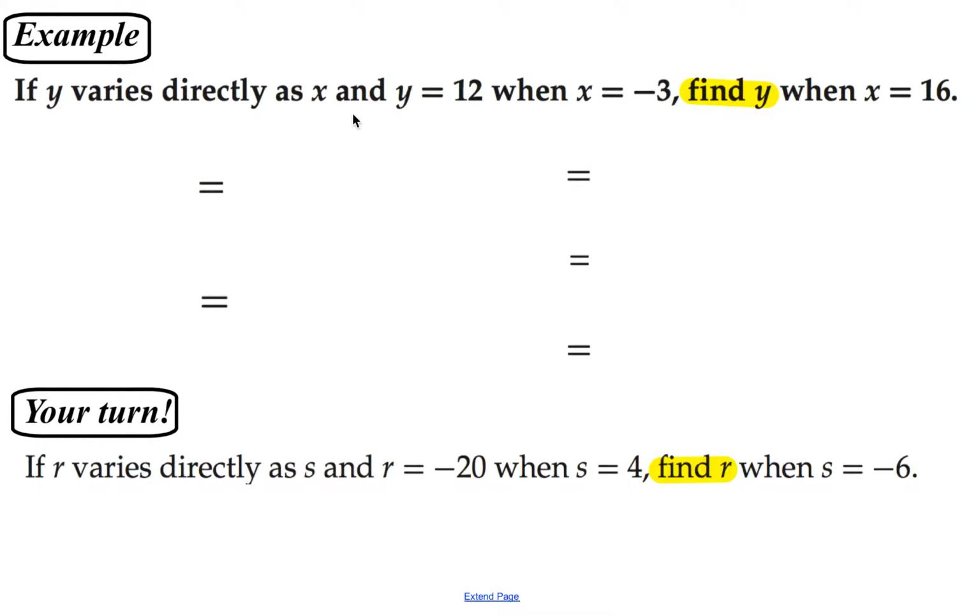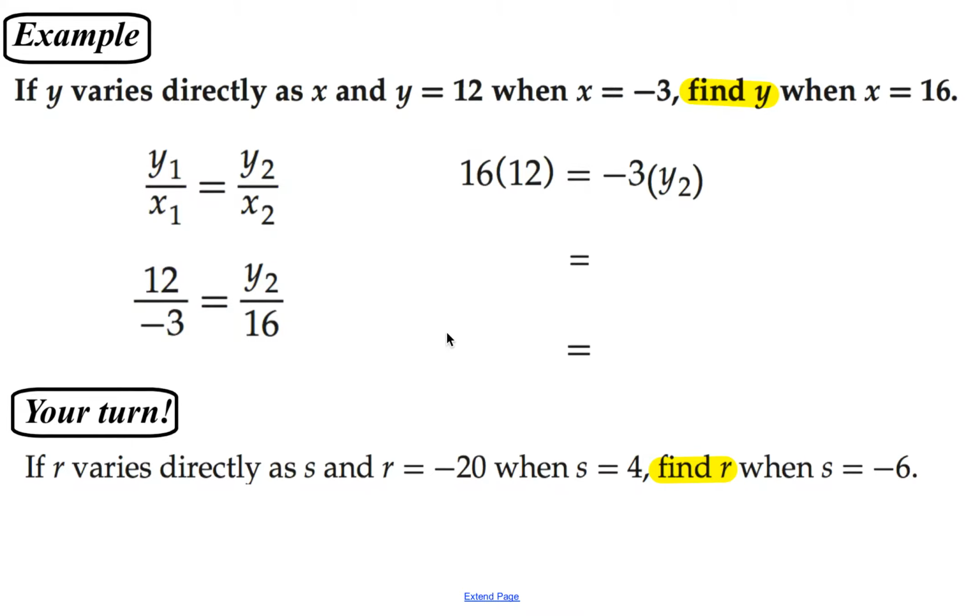So what we're going to do for direct variation, we said those are where we have y over x equals y over x, if you look at that in that table. So we're going to put the y1 that goes with its x1 over y2 with its x2. So 12 goes with negative 3. Y is 12 when x is negative 3, so those two have to stay together. And then this y goes with this x. So we're going to say 12 over negative 3 is equal to y over 16. And then cross multiplying. Negative 3 times y2 equals 12 times 16. And then dividing by negative 3, we end up with y2 equals negative 64.